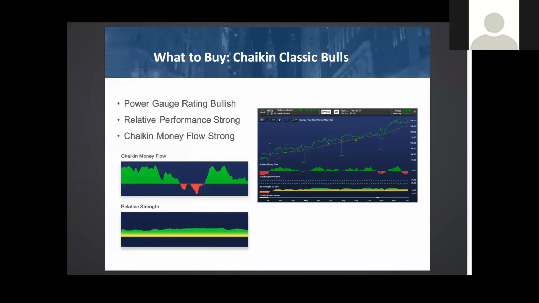So we're going to get Tony involved in a minute. Want to show you two patterns to begin. Classic Chaikin bull helps you identify what to buy and what to have on your radar screen if you're looking for swing trading candidates to the upside and call option candidates. Very simple three-part methodology. Chaikin power gauge rating is bullish. The stock is outperforming the market, and Chaikin money flow is strong, letting you know that the institutions are accumulating the stock.